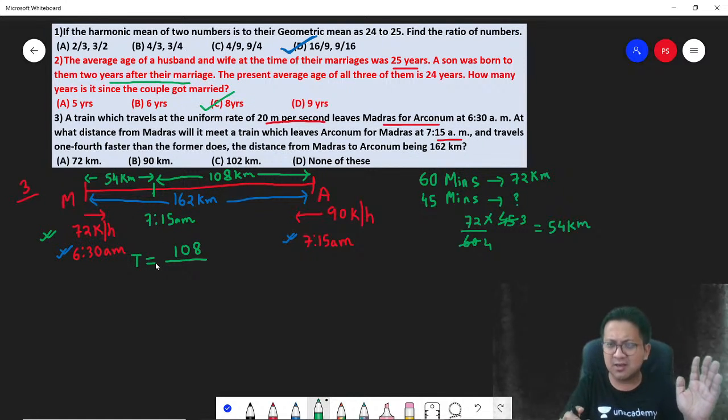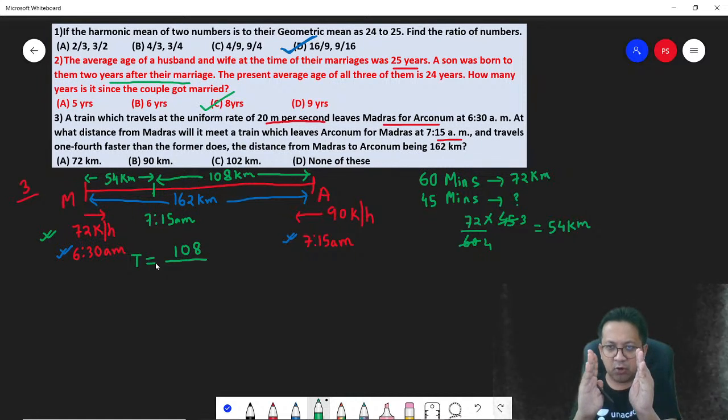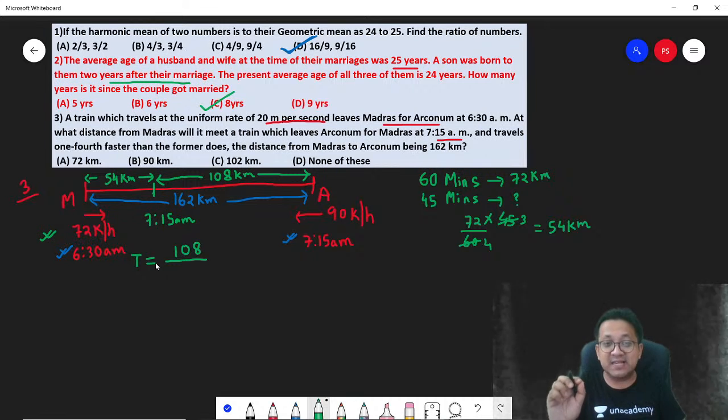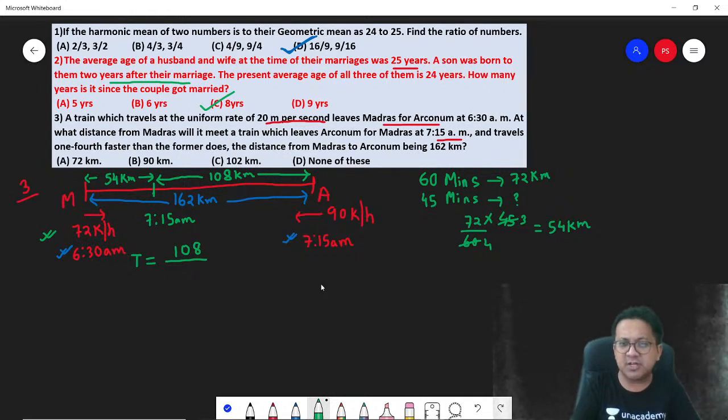Think about it logically. The left-hand side train covers 72 kilometers per hour. The right-hand side train covers 90 kilometers per hour. So can I say 72 plus 90? Basically, they are covering 162 kilometers per hour. Think about it.